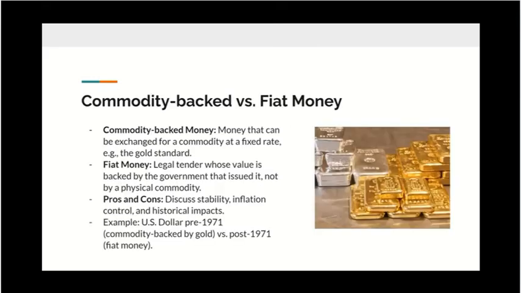So there are two main types of money, commodity-backed and fiat money. Commodity-backed money, like the gold standard, can be exchanged for a commodity at a fixed rate. Fiat money, however, is based solely on government decree and isn't backed by a physical commodity. So for example, in the US, gold-backed currency pre-1971 to fiat money post-1971. So this shows different approaches to controlling money supply and managing economic stability. We used to be commodity-backed and we're no longer commodity-backed.